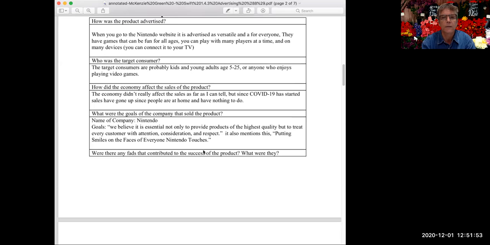What were the goals of the company? We believe it was essential to provide a product of the highest quality, but treat every customer with attention, consideration, and respect. You'll see later on a situation where customers were not necessarily treated with attention, consideration, and respect, and it had disastrous results. Putting smiles on the faces of everyone Nintendo touches. That's a nice one. Were there any fads that contributed?